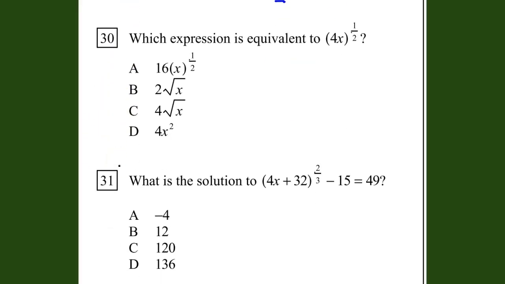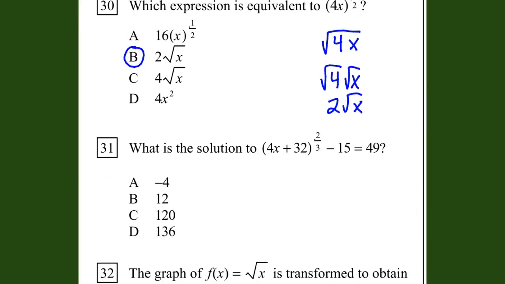Number 30. All right, very similar to the prior problem, the 1/2 power is the same as square root, but then you can actually take a square root of 4. Let's break this up into 2 parts, square root of each part, and then the square root of 4 is 2. So we end up with 2 root x, which is B again.